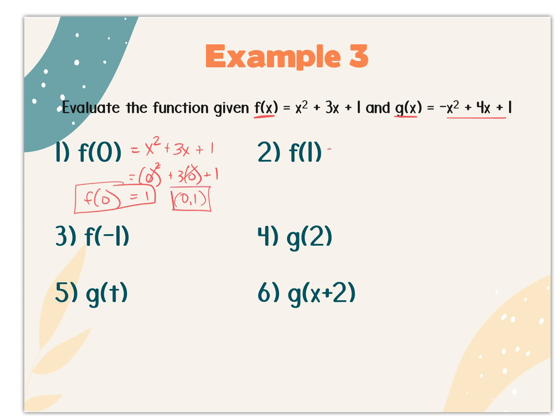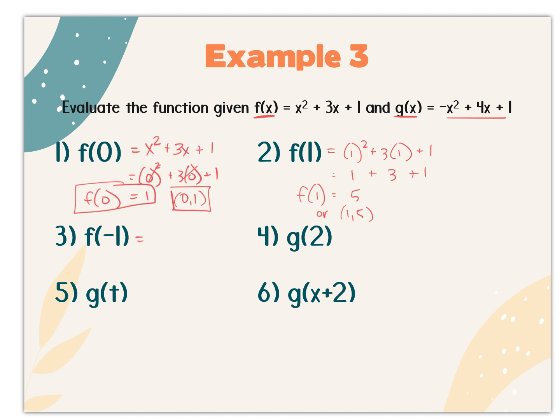Okay? What is the value of the f function when x is 1? So again, you're going to do 1 squared plus 3 times 1 plus 1. So 1 plus 3 plus 1, and it's going to equal 5. So the value of the function when x is 1 is 5, or you can write it as an ordered pair, 1, 5.